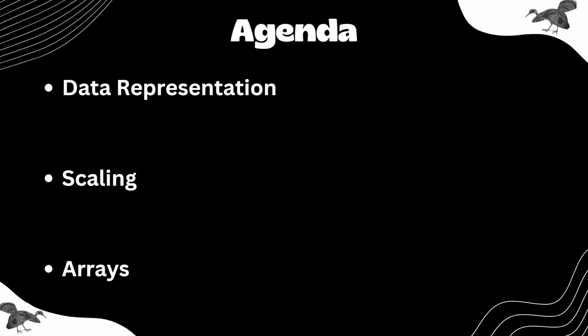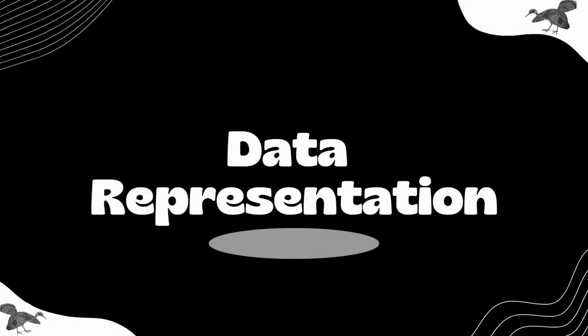The chapter covers 3 main points. The first being the representation of data, which is actually the title of the chapter, Data Representation Design Patterns. It then goes on to discuss 2 other topics related to data representation, which is scaling data and arrays as a feature. So let's start with the first one and understand what data representation is and what we can do with it.